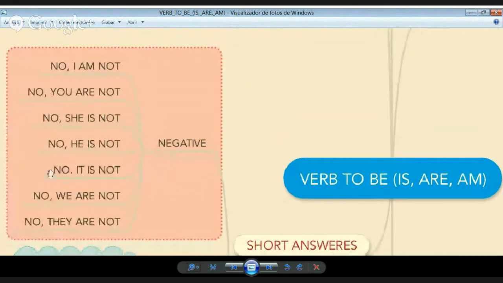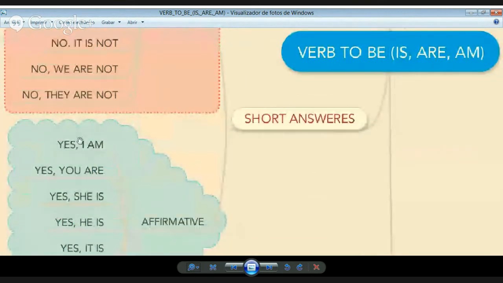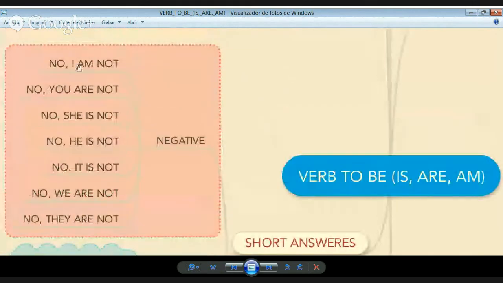So when I ask you, for example, are you American? The possible answer that I can get are these ones. No, I am not, or yes, I am. If you ask a beautiful girl, for example, are you Salvadorian? She might answer you, yes, I am, or no, I am not. Okay, which is this one.